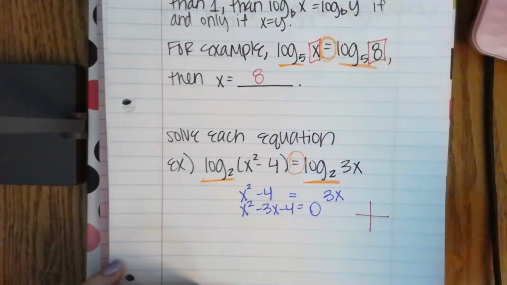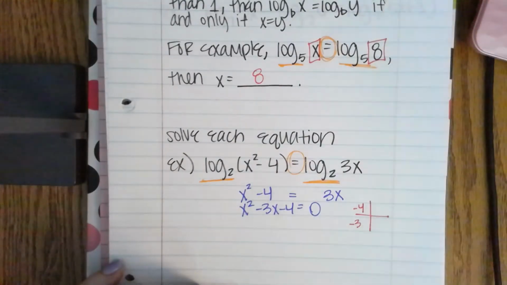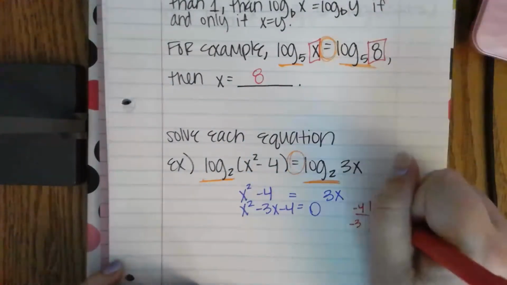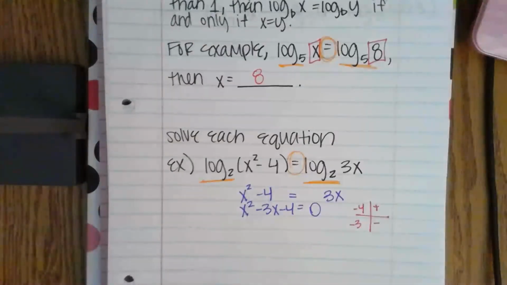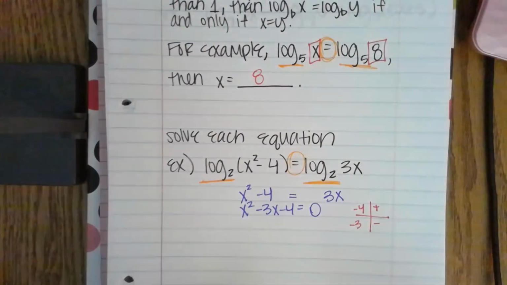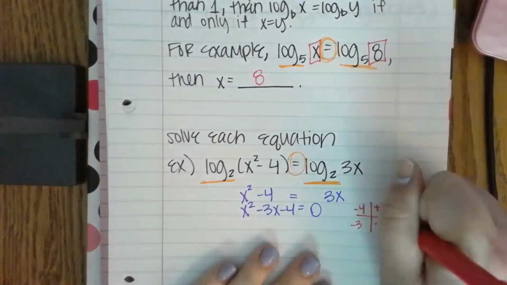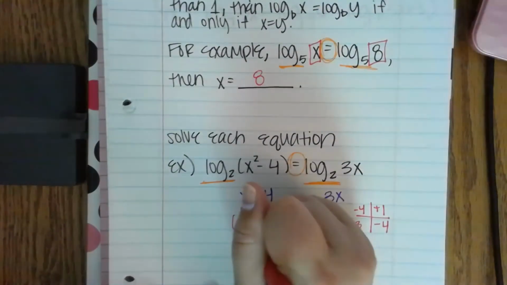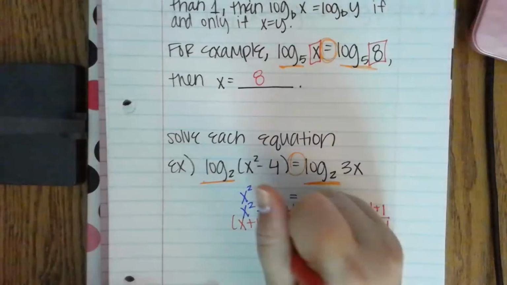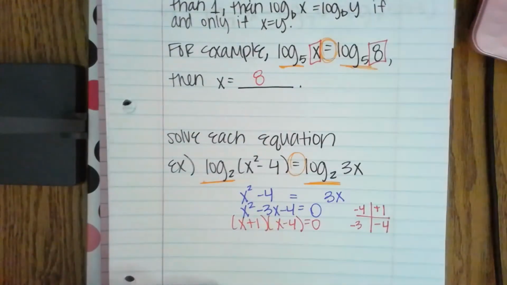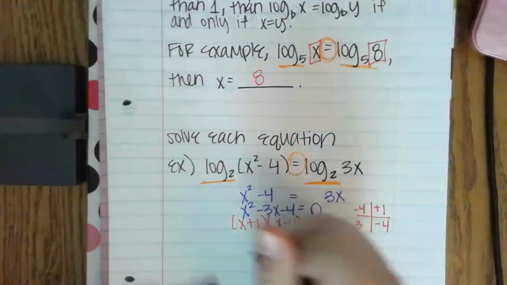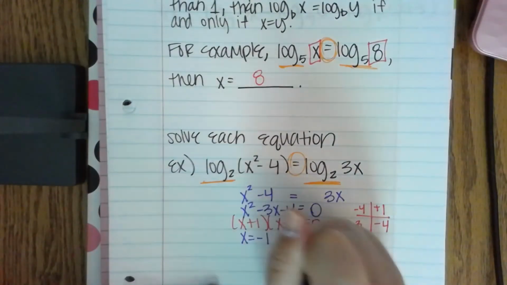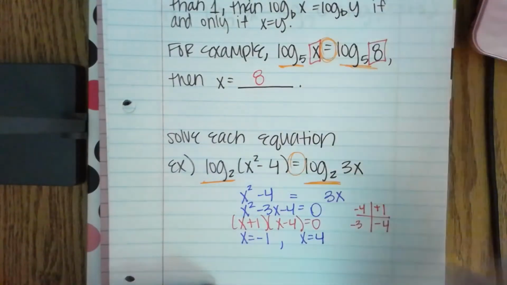And then I'm going to factor it. I'm going to set up my man box. I have a -4 for a multiply number, a -3 for my adding number. Use a positive and a negative. What multiplies to make -4 and adds to make -3? That would be a -4 and a +1. So we're going to have x plus 1 in one set of parentheses and x minus 4 in the other set of parentheses. And whenever I solve for x, I end up with a -1 and a +4.